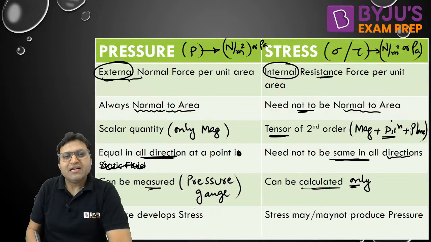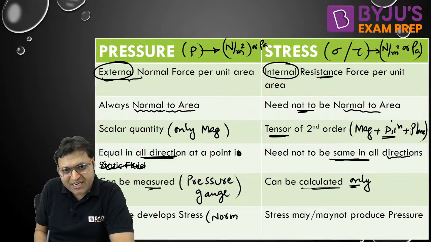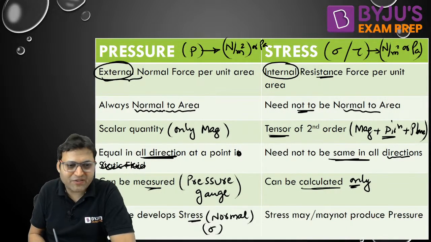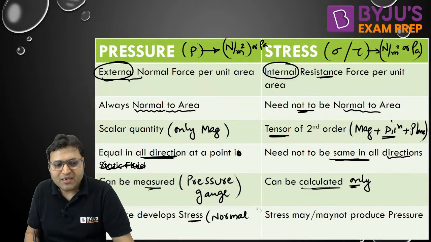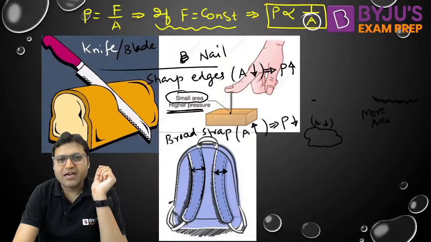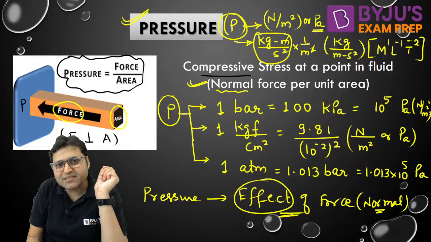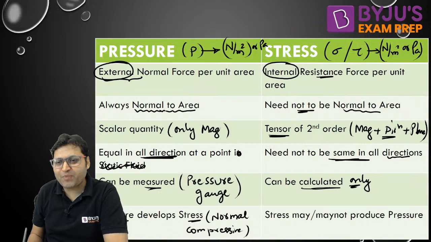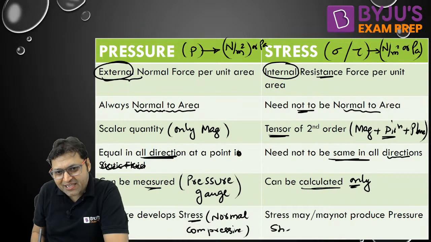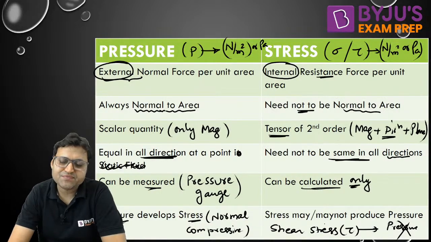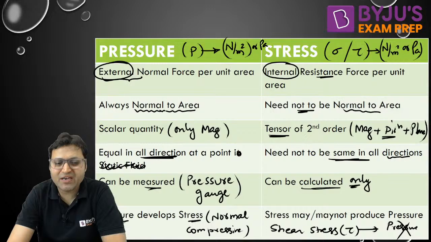And the pressure develops stress. Which stress? The pressure develops the normal stress, sigma. Pressure always develops the normal compressive stress. That was the definition earlier, normal compressive stress per unit area. Whereas stress may or may not produce pressure. The shear stress, tau, does not produce the pressure. So these are the basic differences between pressure and stress.